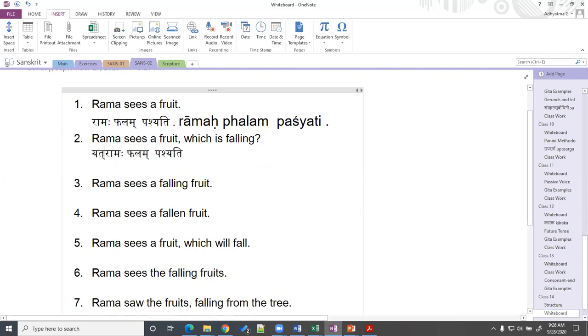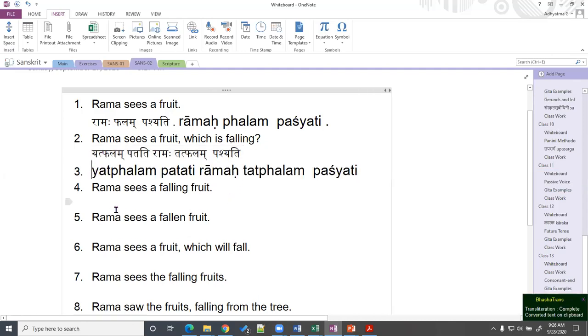yat phalam patati. Patati is for the falling. Yat phalam patati, Ramaha tat phalam pashyati. So here also we can say yat phalam. Yat phalam patati, Ramaha tat phalam pashyati. So the fruit which is falling, Rama sees that fruit. Then Rama sees a falling fruit.